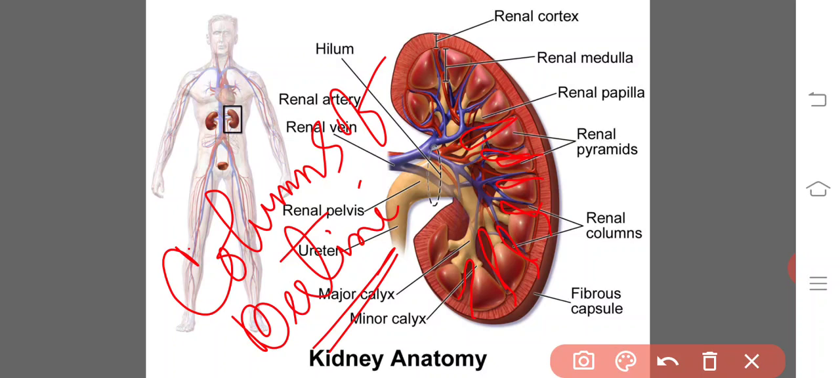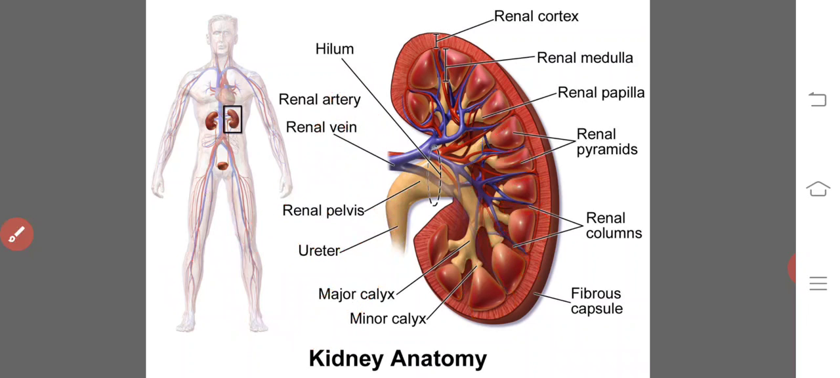These renal pyramids attach with the calyces, which enter into the pelvis, that opens into the ureters, and they attach with the urinary bladder. This is all about the anatomy of the kidney.